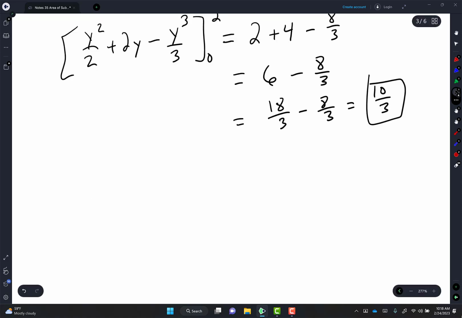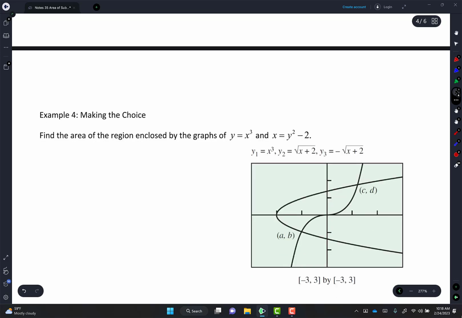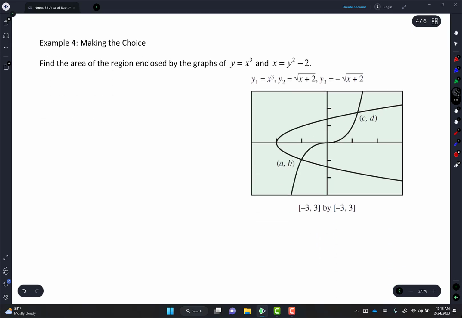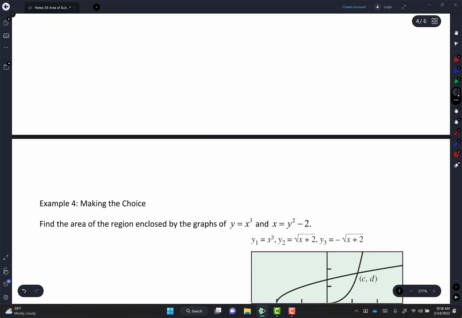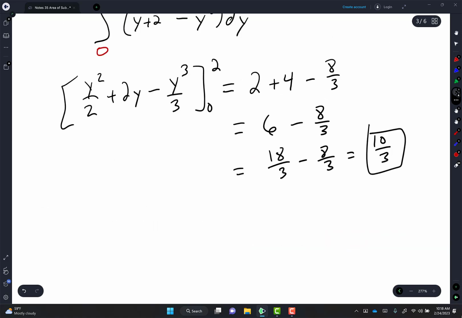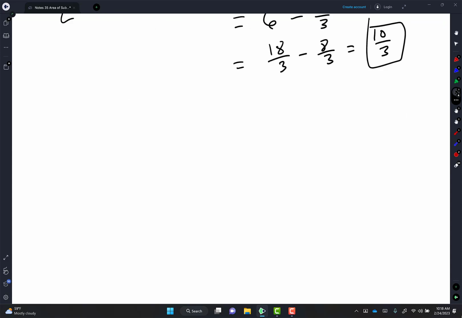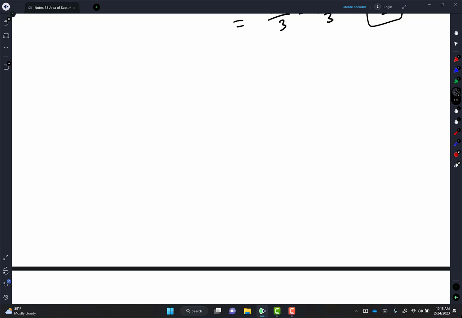Let's say this is the FRQ question, and they probably will be. Should I just circle 10 over 3? I wouldn't circle anything. Or would I have to put the integral from 0 to 2 of y plus 2 minus y squared dy equals 10 over 3?